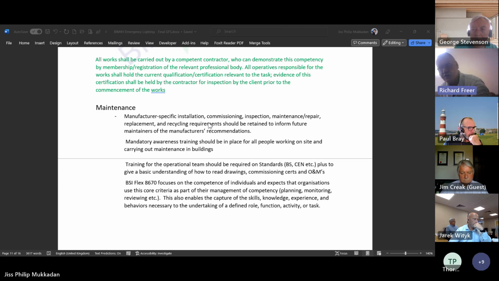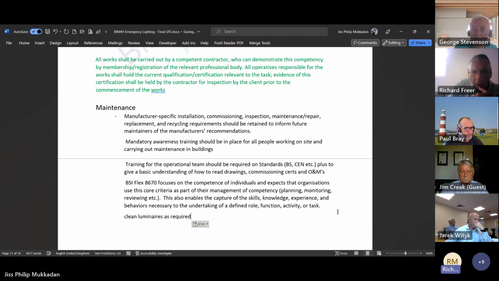Okay, so nobody's got anything to add to training and competence. Now, competence is the next one, isn't it? That's a good point that Richard's just made, the cleaning, because that is an activity, isn't it? Yeah, that can be done at the same time as the annual. Okay, anything else for maintenance?